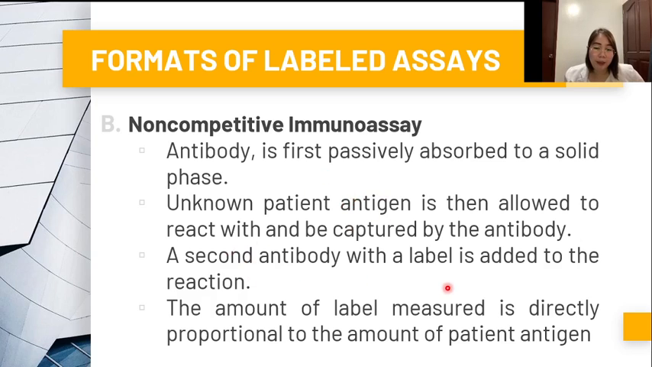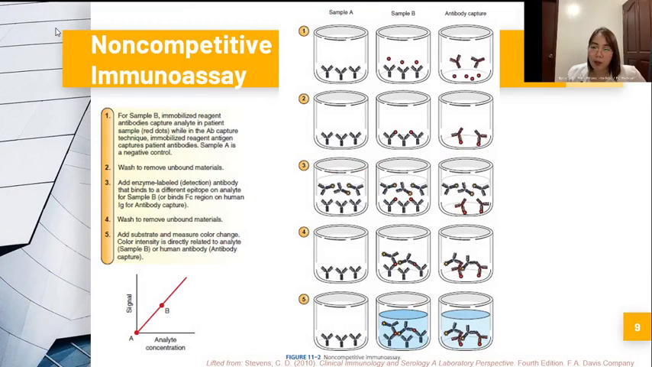And then, a second antibody with a label will be added, and this one will be used as a marker to determine if there is a combination of an antigen and an antibody previously. Okay, kung na-catch ba nung antibody yung antigen. Meaning, if nagkaroon ng specific binding or kung present si patient antigen, may pagbabindan yung ating second antibody. That's why the more label is detected, the more patient antigen is present. That's why the relationship in non-competitive immunoassay is always directly proportional to the analyte being detected. Okay? So, para mas maintindihan, let us take a look at this example.